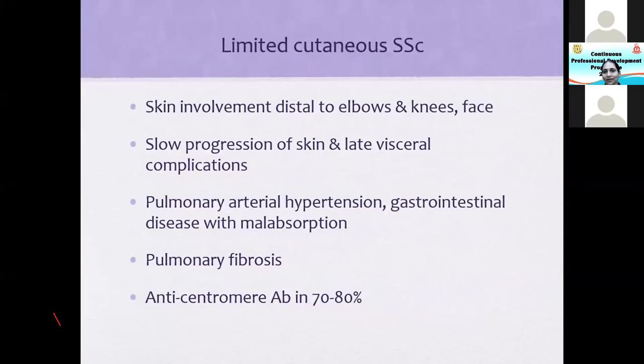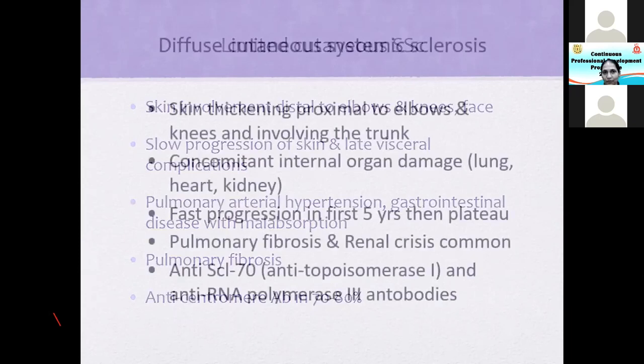If we look at limited cutaneous systemic sclerosis, I told you it is the skin distal to the elbows and knees and the face and neck that can be involved. There is slow progression of the skin disease and late visceral presentations can be seen. In this condition, pulmonary arterial hypertension, gastrointestinal disease with malabsorption, and interstitial lung disease can be seen, and commonly anticentromere antibodies can be seen in around 70 to 80% of patients.